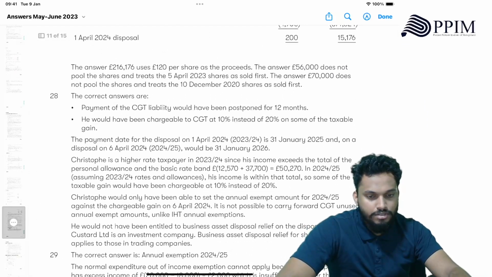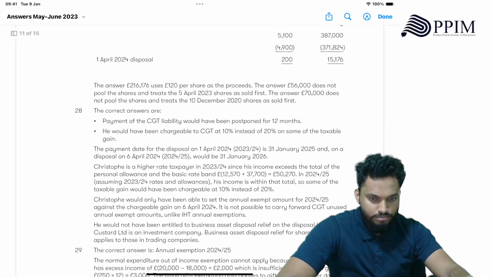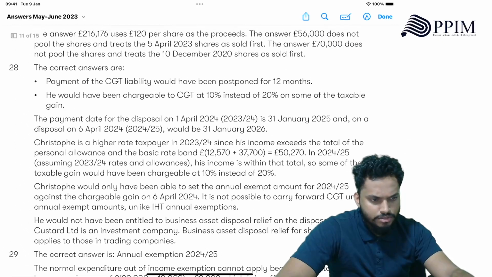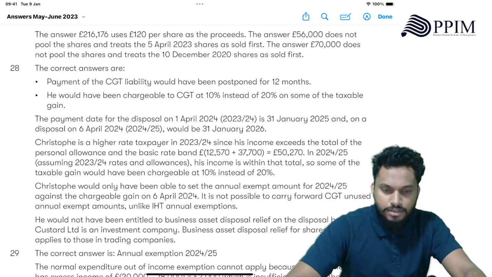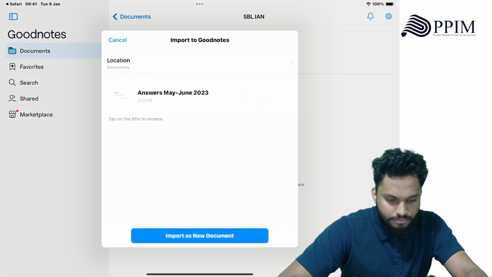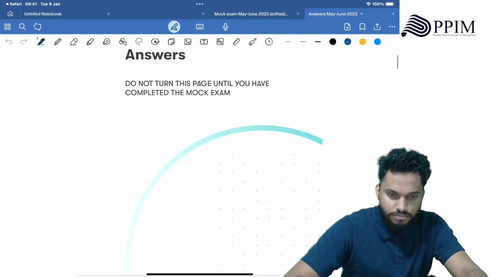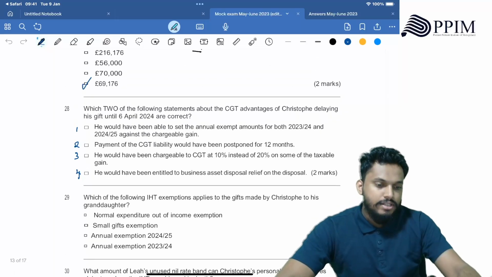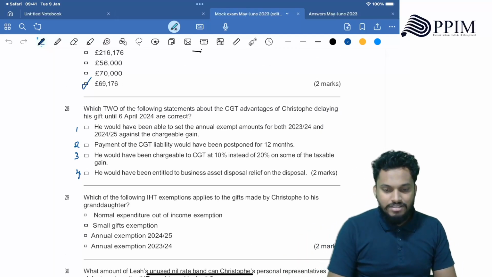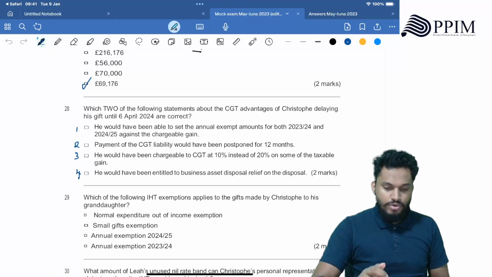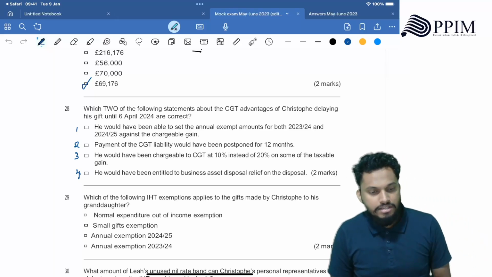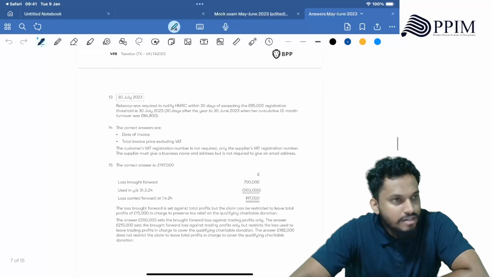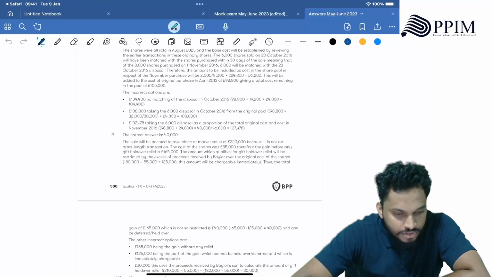What's the question number? Yeah, 28. We got the answers? No, they have also used the same method. Now see in this question 28. So they're asking us which two of the following statements about the CGT advantages of Christopher delaying his gift until 2024 is correct. So this is important because it is not an answer that you can directly take from the theory, but with some comparisons you need to take it. So that's why I wanted to read this answer.